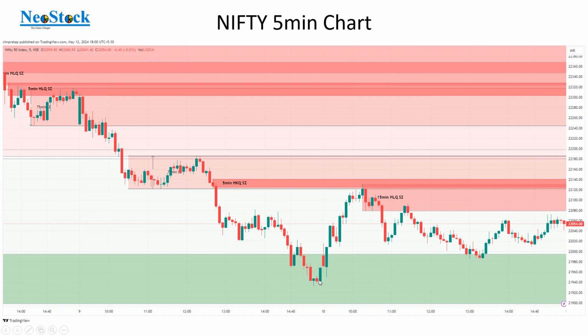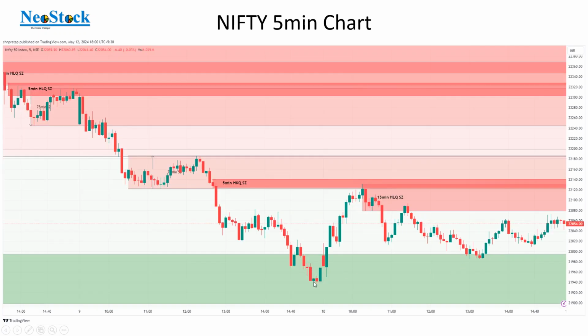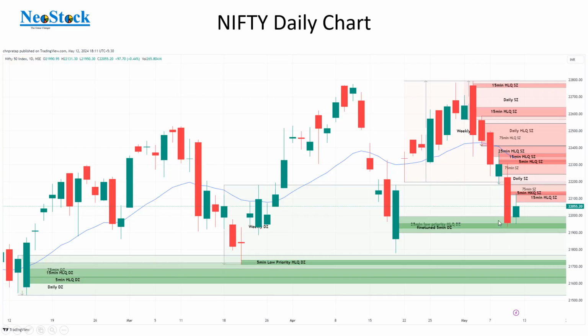But have you seen drop, base candles, rally here? And what is this? This is a 25 minutes high liquidity zone, low priority high liquidity zone. Why again is the drop created? What is the reason? There is a fine-tuned 5-minute zone. Let me show you here. This is the one. Inside this 25 minutes low priority zone, we have a 5-minute zone we have drawn here. This 5-minute supply zone, prices came here, drop base rally created. This one, drop base rally, that is created here.